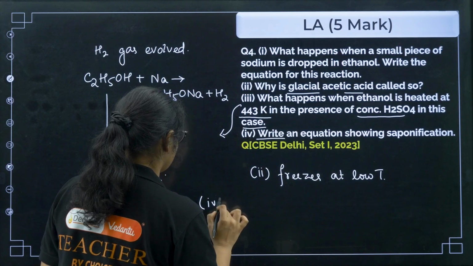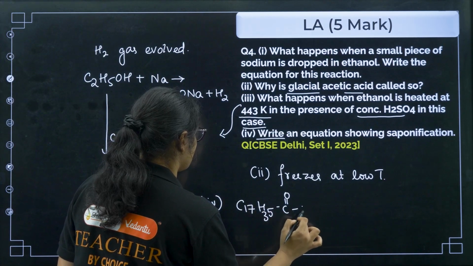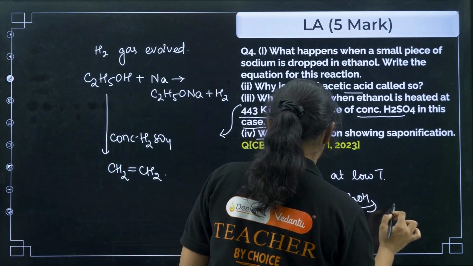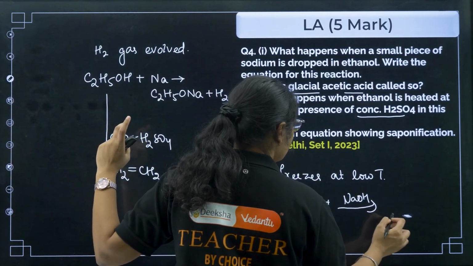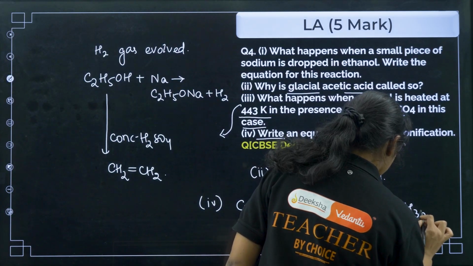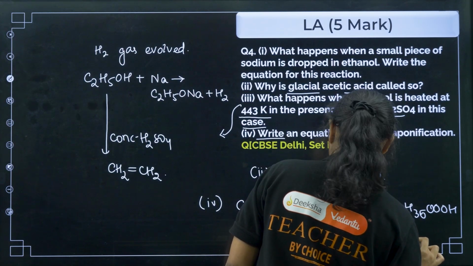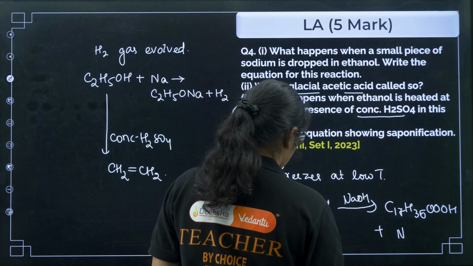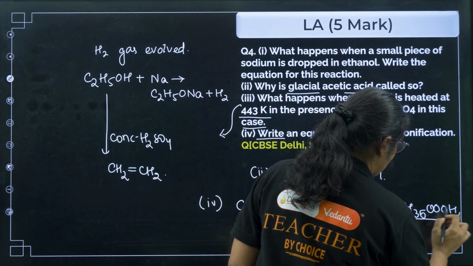Next, write the equation showing the saponification reaction. So in the saponification reaction, what is there? That is a salt, right? When a salt is taken in the presence of a basic medium, you get what? You get acid. So we will get this acid.